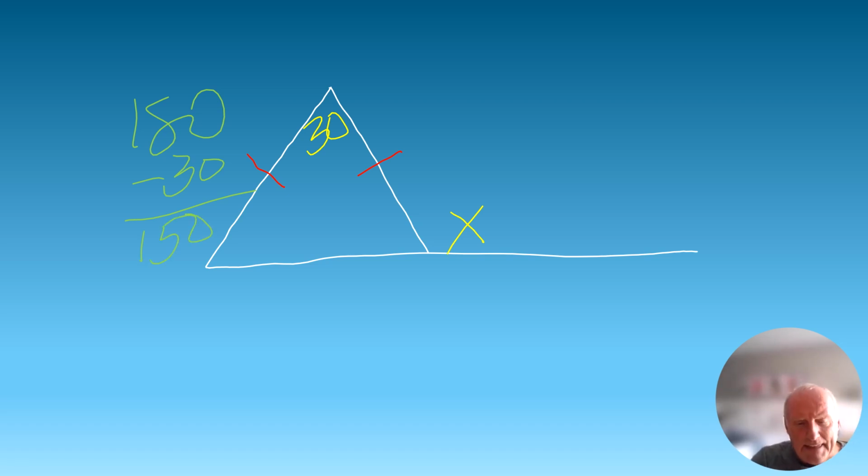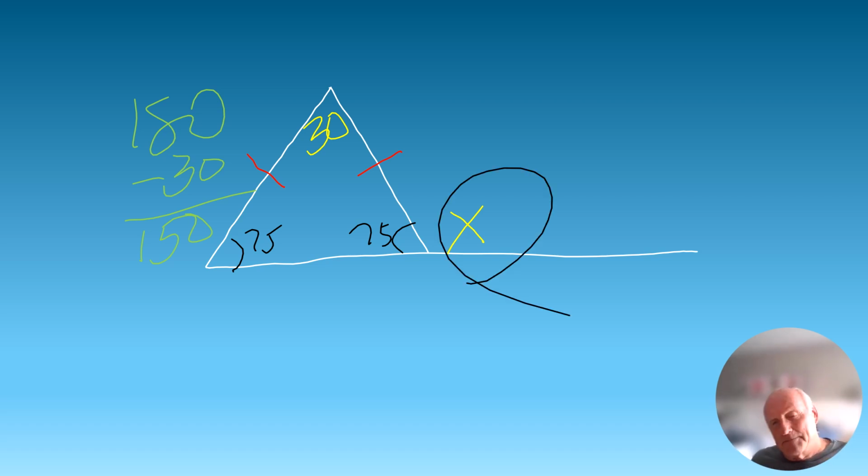Well, that means those two bottom shoes, those two bottom feet, those two bottom angles that are equal, because you had equal legs, have to share equally 150 degrees. And so 150 divided by 2 is 75, 75. Hey, but wait a minute. We're still looking for this guy here.